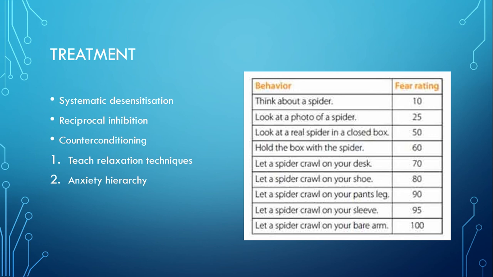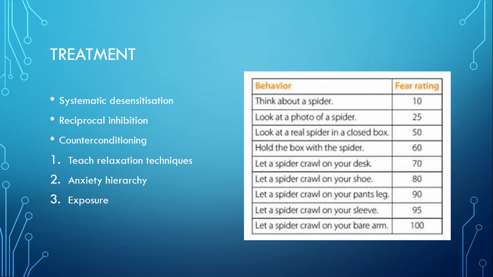Looking at a cartoon picture of a spider might be 25. Looking at a real spider in a closed box is 50. So you would be asked in the process by your therapist to place yourself on the scale. Okay, so the next step that comes: you've learned how to relax. You can use that really effectively. You've got your anxiety hierarchy, or your fear hierarchy, you can call it either.